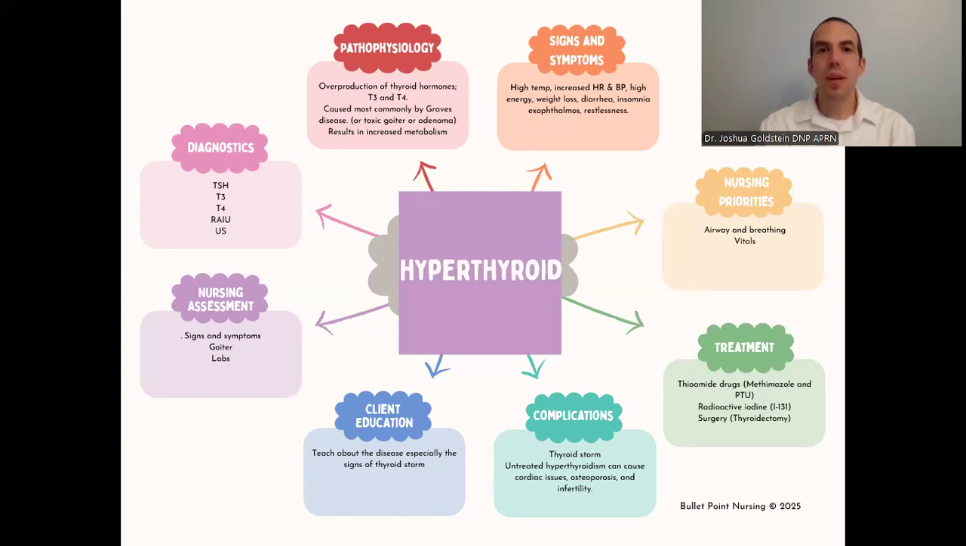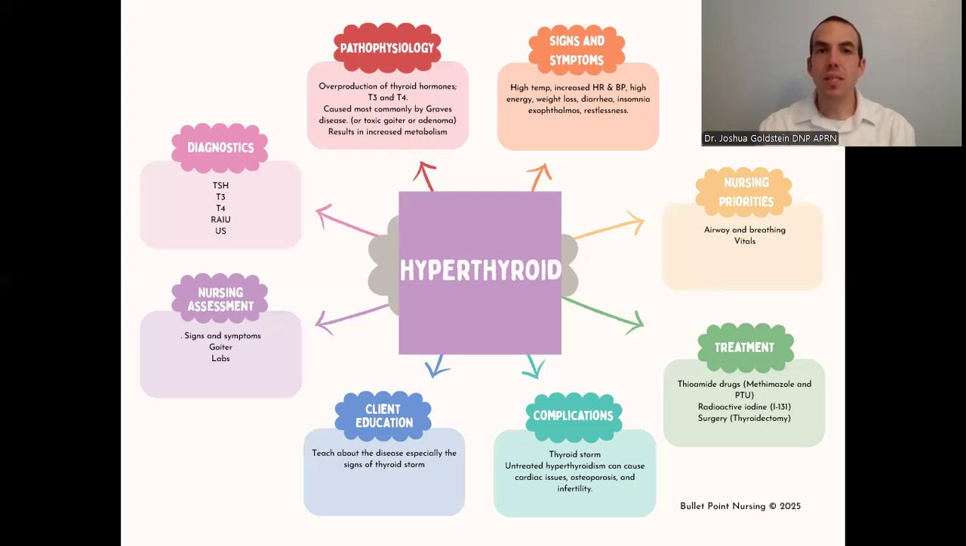Let's go through hyperthyroidism. We're going to start, as always, with the pathophysiology. In hyperthyroidism, we have an overproduction of the thyroid hormones T3 and T4. To get more detailed, there's an overproduction of TSH. TSH causes the body to produce T3 and T4. And because of that overproduction, we end up with too much T3 and T4.